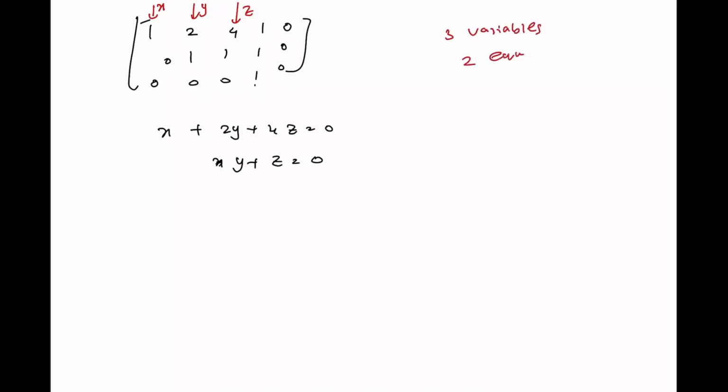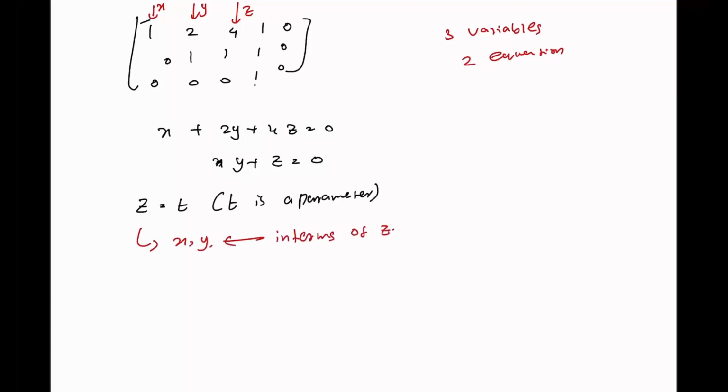and two equations. To solve this type of system, what we do is assign a parameter to one of the variables. T is a parameter. Then if we assign one parameter to a variable, our remaining variables are only x and y. We are going to find x and y in terms of t, because we assign z equals t.